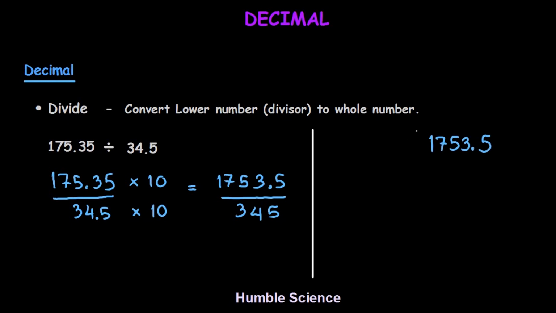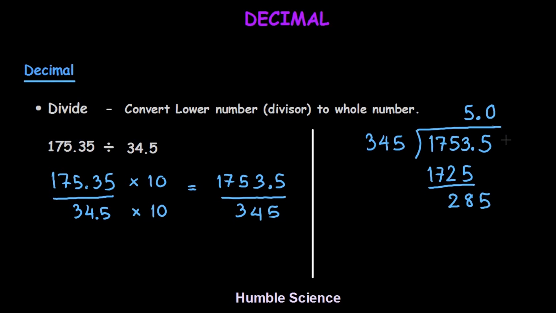1753.5 divided by 345. And here we should have 5. 5 times 345 will give us 5, 2, 7, 1. Then we can subtract. This is going to be 8, this is going to be 2. Now we can pull down 5. And since 345 is larger than 285, we're going to get 0 over here. And now we can pull down 0.